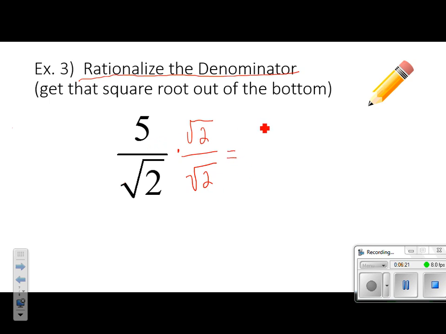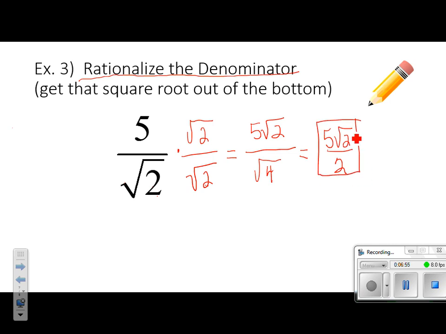5 times the square root of 2 is 5 square roots of 2. That does not become 10 because the 5 is not underneath a radical. But because both these two are underneath the radical and a square root, we can take 2 times 2 and get the square root of 4. Now, what is the square root of 4? Well, it happens to be 2. So the answer is 5 square roots of 2 over 2.